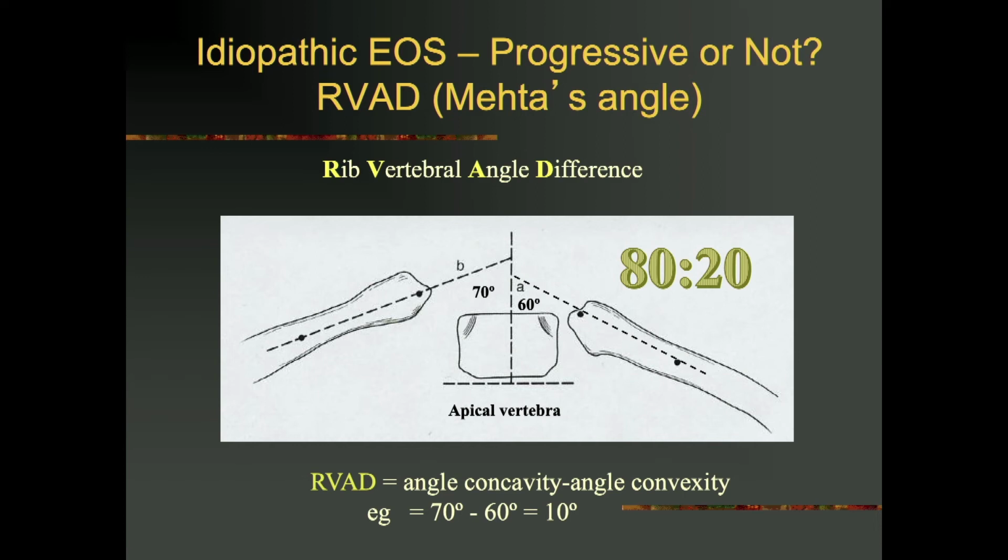So Mehta's study in 1972 helps guide us in terms of determining whether a curve is going to be progressive or not. It's sort of a Pareto principle 80-20 rule. If the rib vertebral angle difference measured at the apical vertebra is 20 degrees or more, there's an 80% chance that that curve is going to get worse. Vice versa, if the RVAD is less than 20 degrees, there's an 80% chance it's going to get better. You will still be wrong 1 in 5 times though, so that's important to discuss with the families.